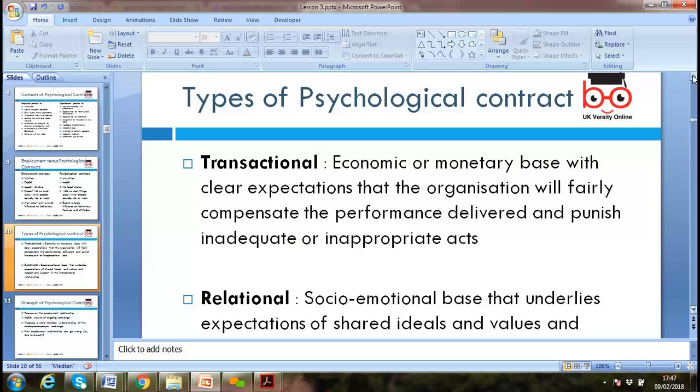I think so. I'm not sure. No, I'm not sure about this. Like, I don't understand what is meant by psychological contract, to be honest.